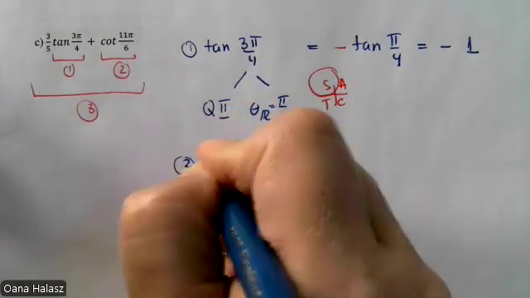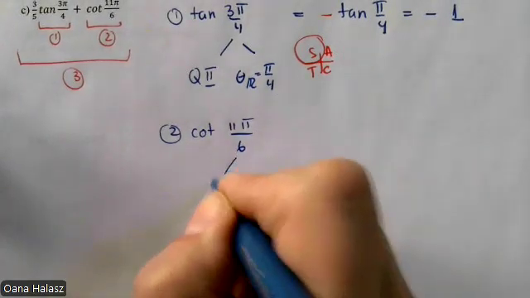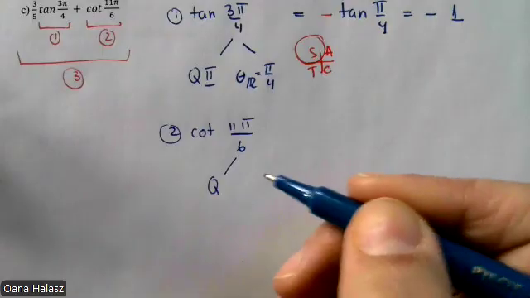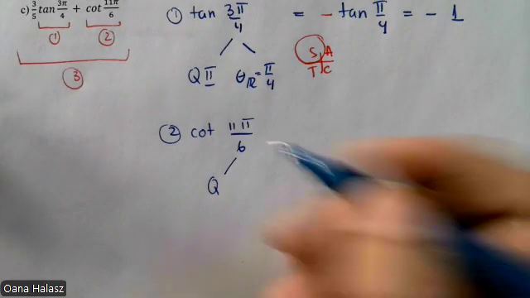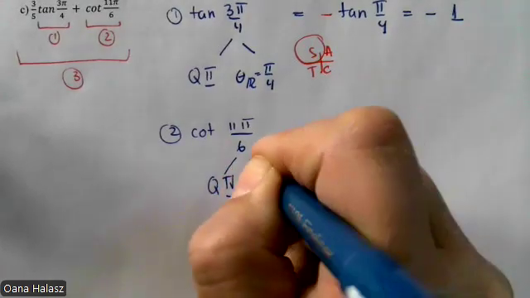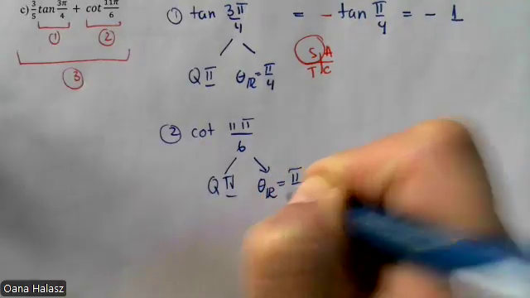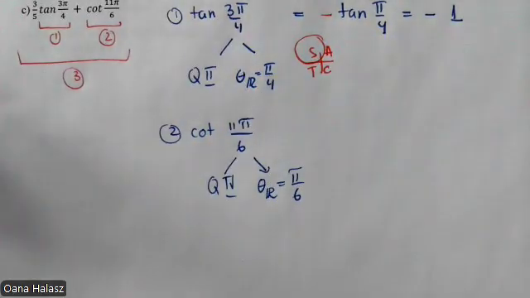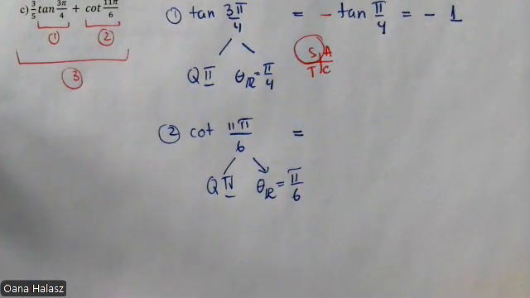Number 2, cotangent of 11 pi over 6. This angle is in Quadrant 4, and the reference angle theta R is pi over 6. The first thing we do is replace the given angle with the reference angle.